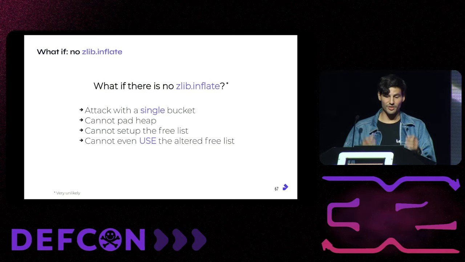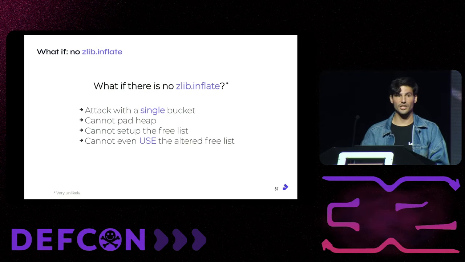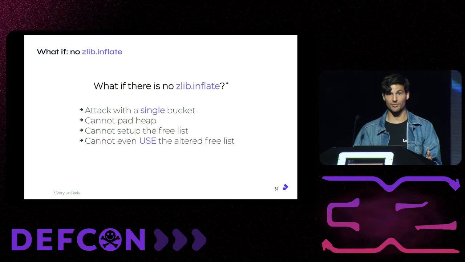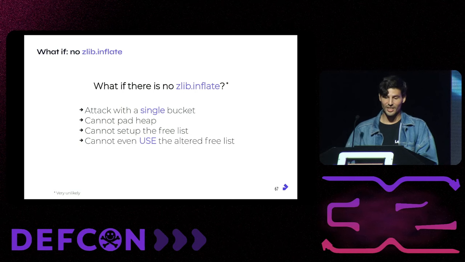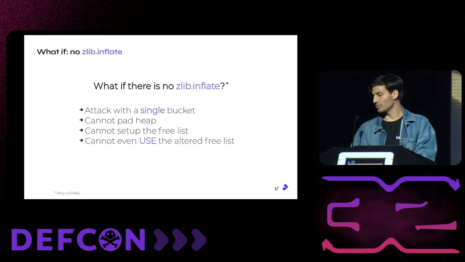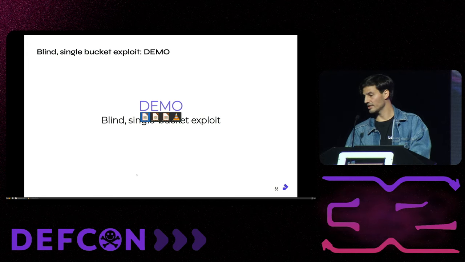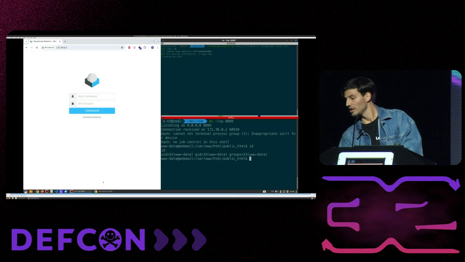And also, in some very, very rare cases, zlib inflate will not be present. You will not be able to decompress your stream, so you will have to exploit with one single bucket. And that looks impossible. But I was able to do both at the same time. That was actually my very first exploit. And I will try and show you how.